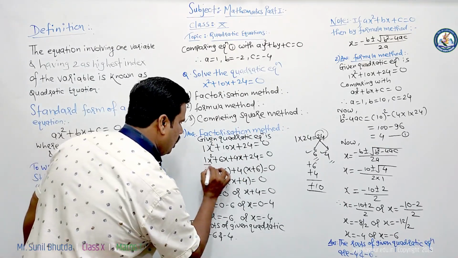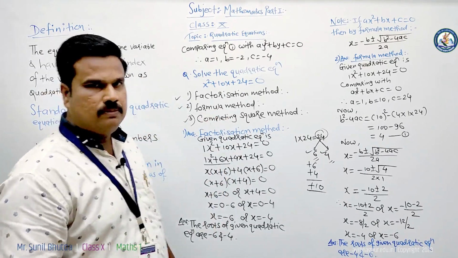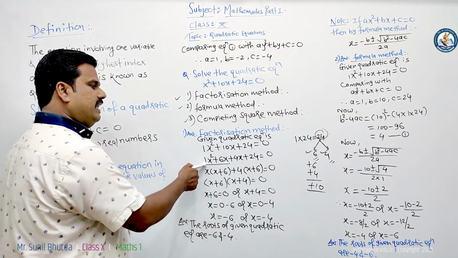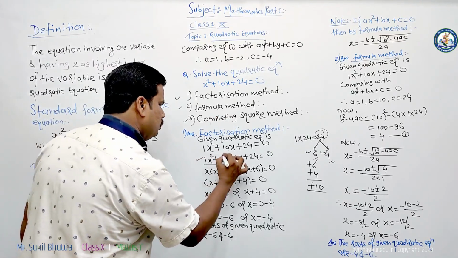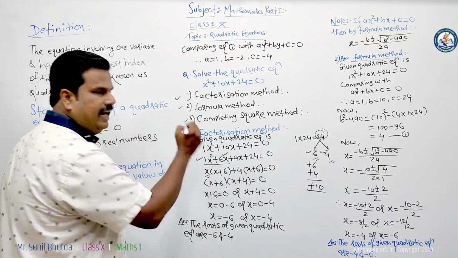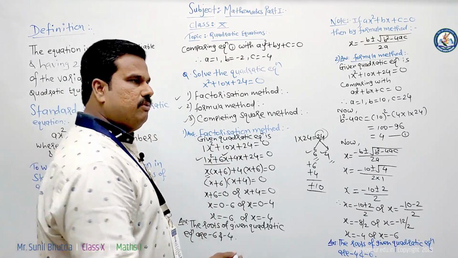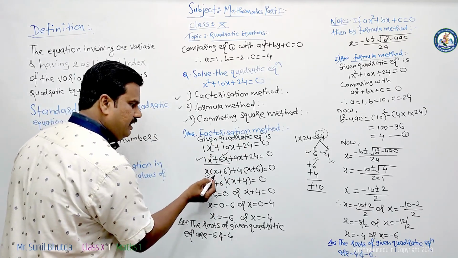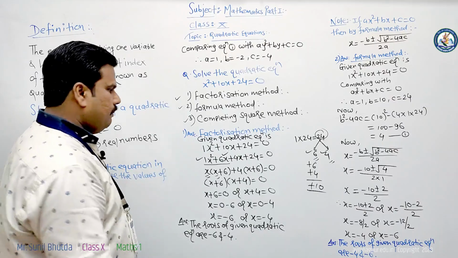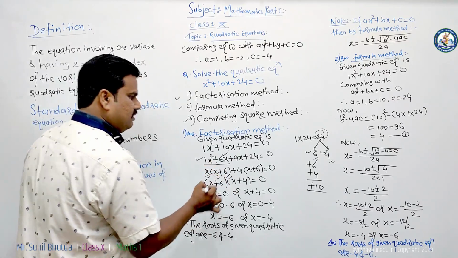Now take common from the first two terms. Here x square is there and here 6x is there. From these two terms, I will take x as common. What will be our remaining terms? If I take x from x square, x will be left, plus 6.